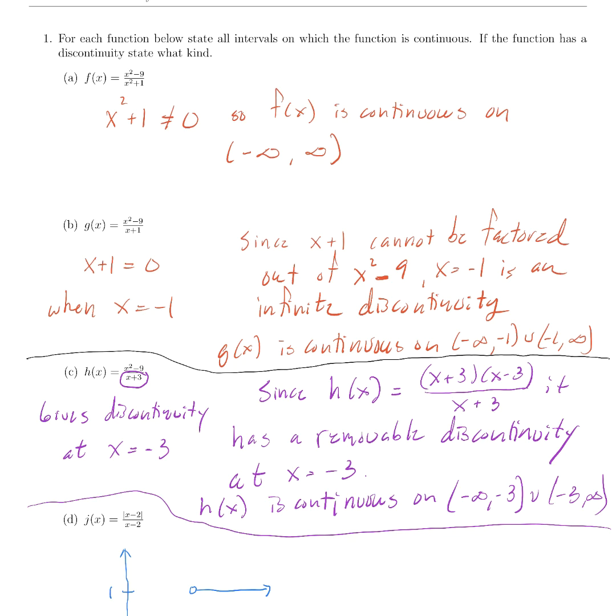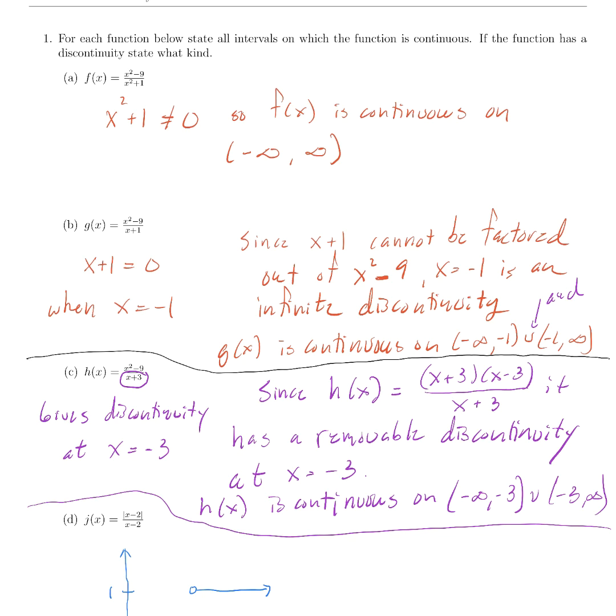In the second example, the denominator x plus 1 will equal 0 only once, when x is equal to negative 1. Also, since we can't factor it out of the numerator, x equals negative 1 becomes an infinite discontinuity, and the function is continuous on the interval from negative infinity to negative 1, union, in case you haven't seen that symbol before, this symbol stands for "and," the interval from negative 1 to infinity.